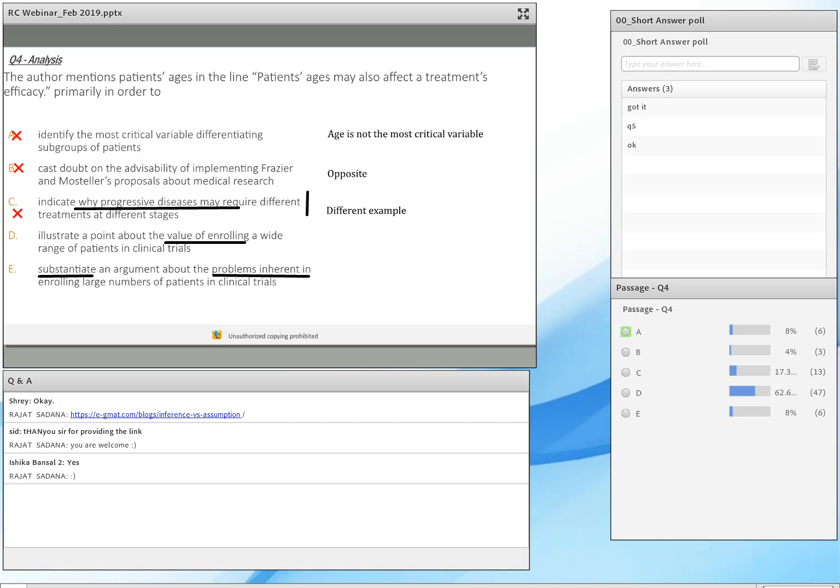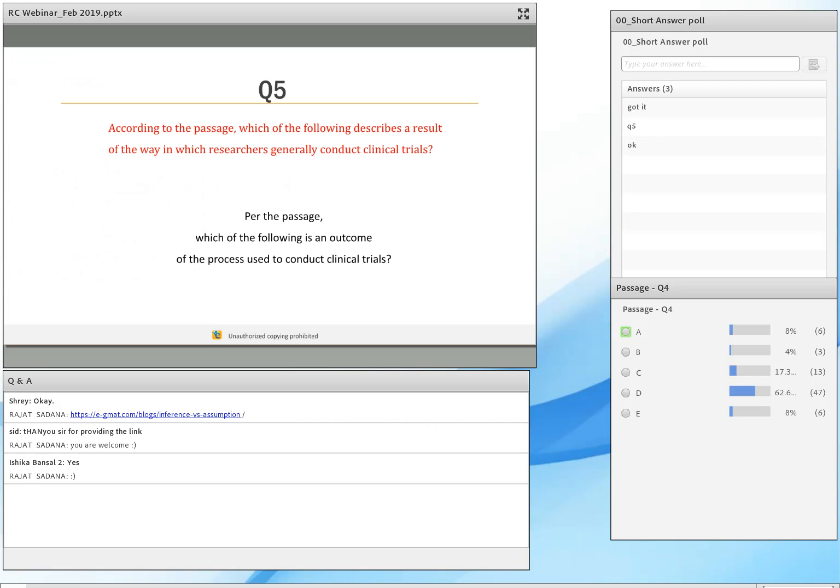Okay, let's move forward. So let's look at this. According to the passage, this is a detailed question: which of the following describes a way in which researchers generally conduct a clinical trial? So what happens when researchers generally conduct a clinical trial? There are two things that happen. They collect a lot of data, or the second thing is that the first stage of results has limited applicability. That's one of those two.